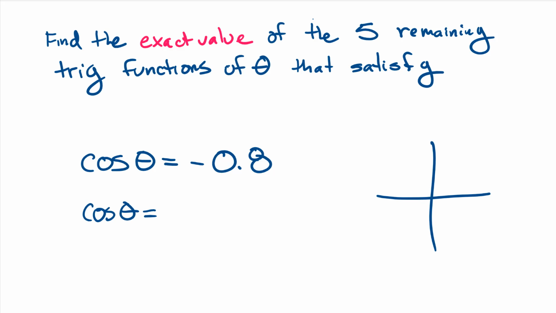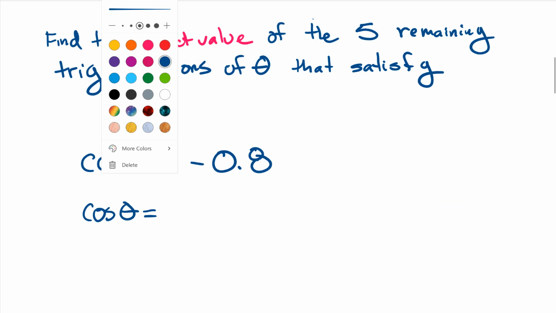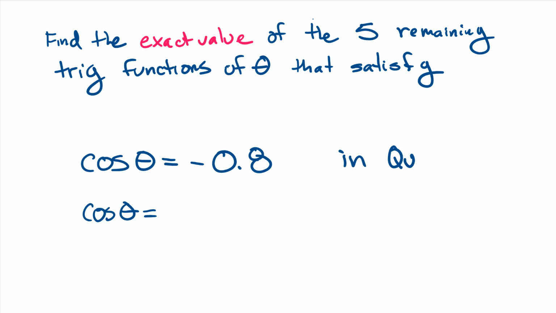What are you going to do? Make a triangle and go like this? Oops, I needed one other thing in here. I didn't have the whole question. In quad 3. There we go. Now we can do it.